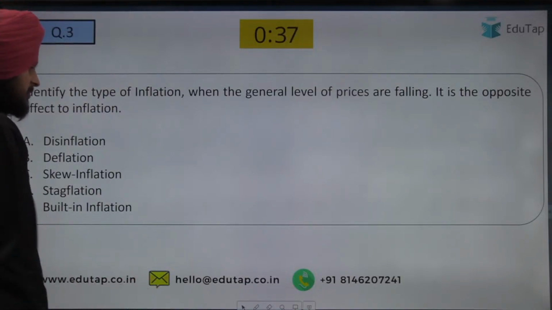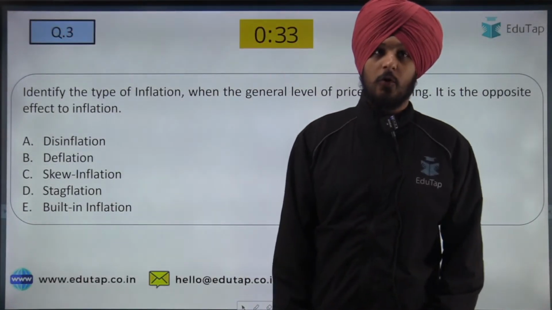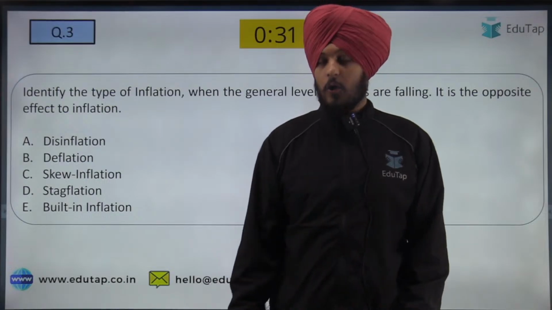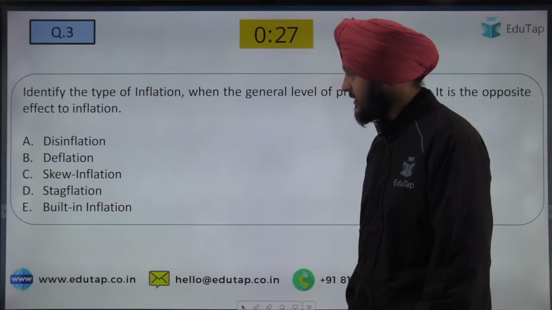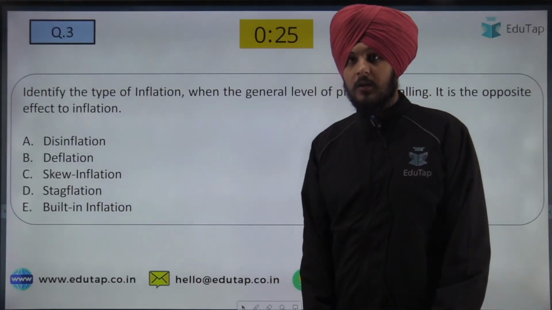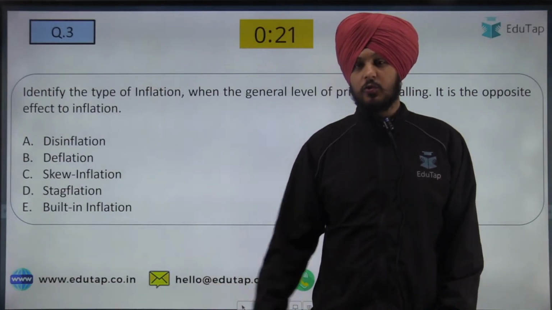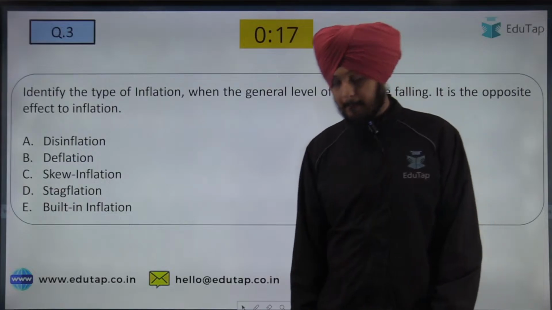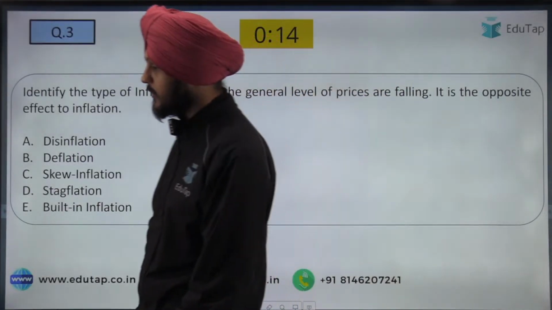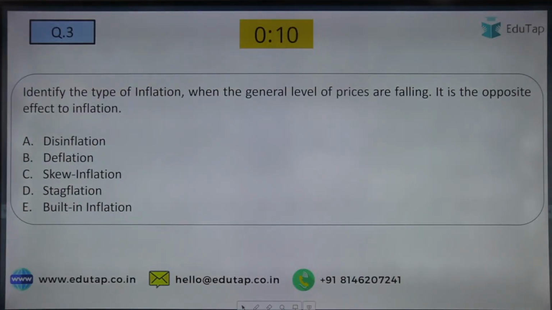So what is going to be the answer to this question? Option A, disinflation. Option B, deflation. Option C, skewflation. Option D, stagflation. And option E, built-in inflation. So please mark your answers. What do you think is going to be the answer to this question? Take your time. Try to answer it. I'm going to give you around 25 seconds in order to mark your answer. Very easy question.